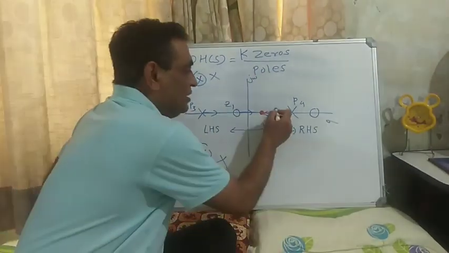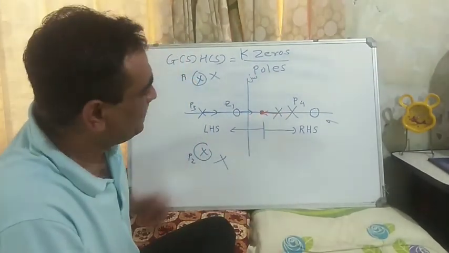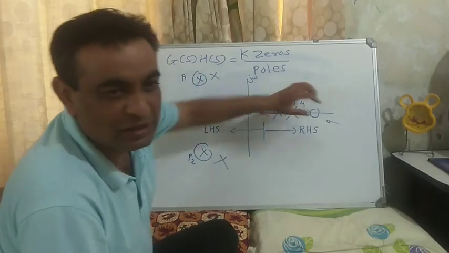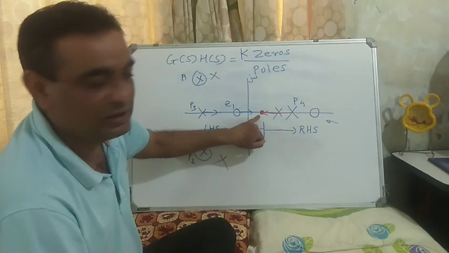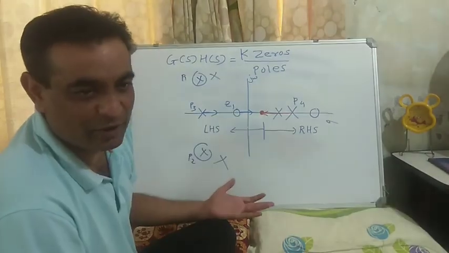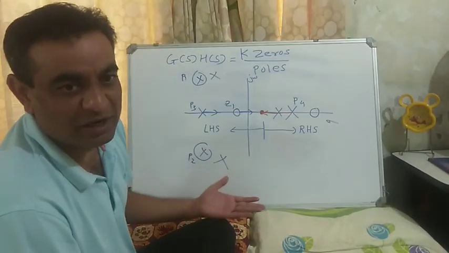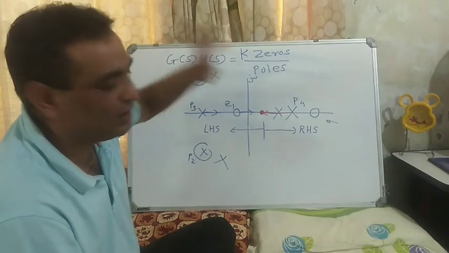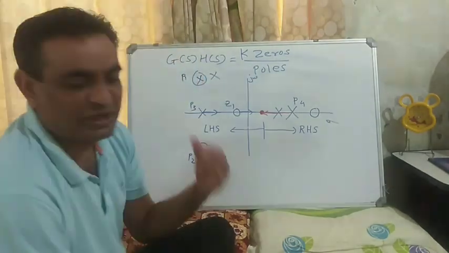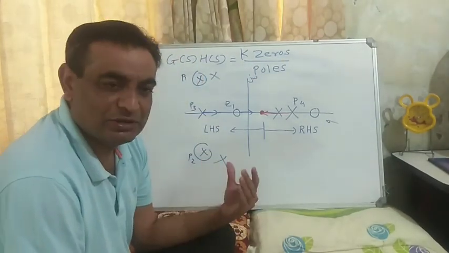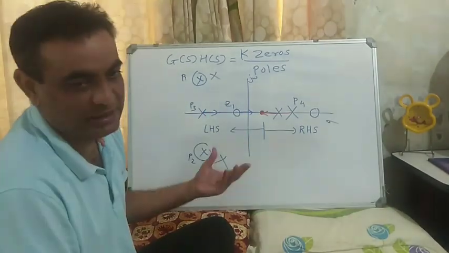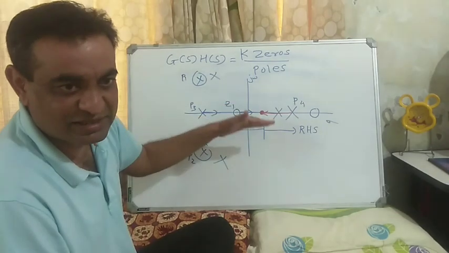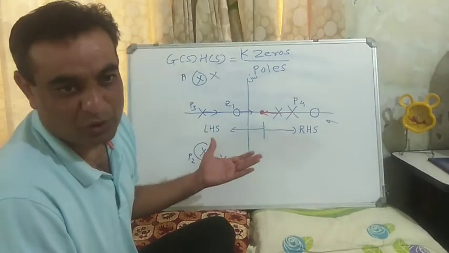Let's say one pole here, and there is one more pole. So now 1, 2, 3, three open loop real poles and zeros to the right hand side of this point. Hence their contribution is an odd multiple of 180. Hence this point will lie on the root locus. So there is an easy technique to know whether a given line segment on the real axis is a part of the root locus or not.